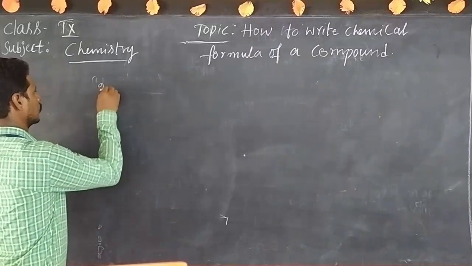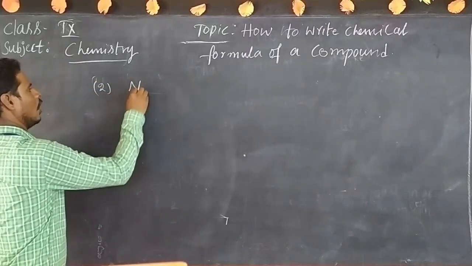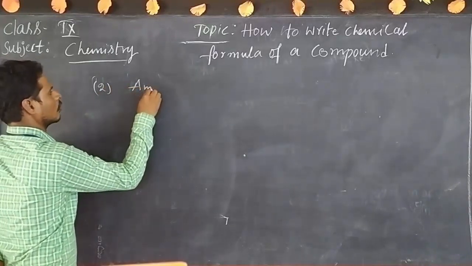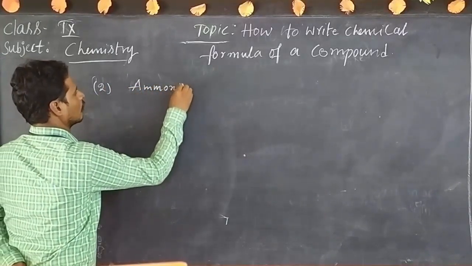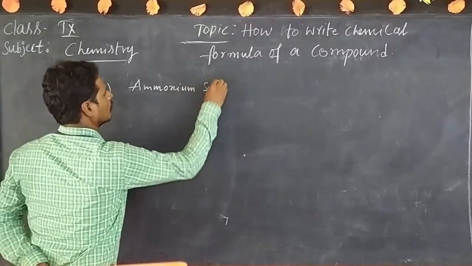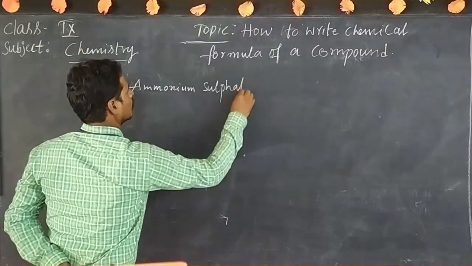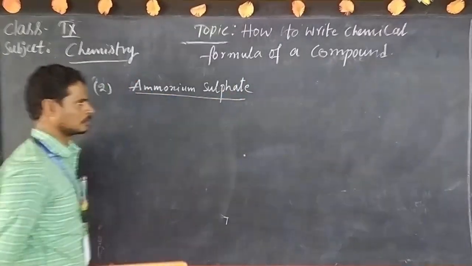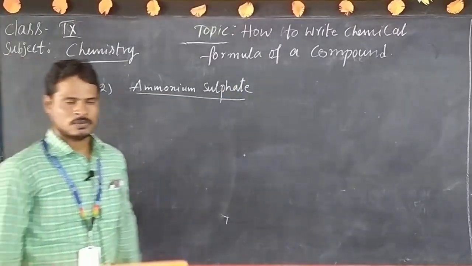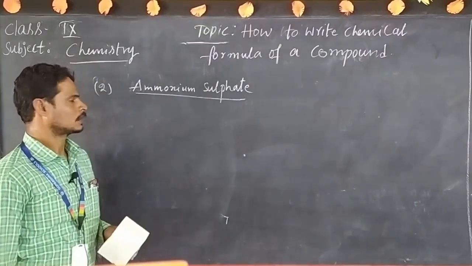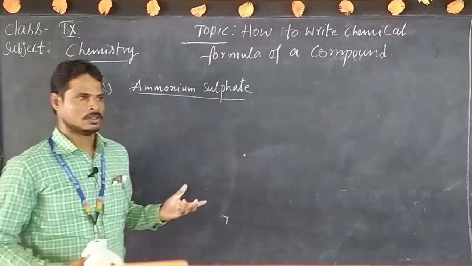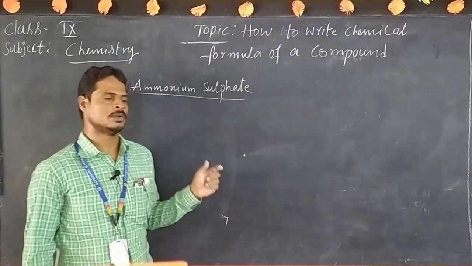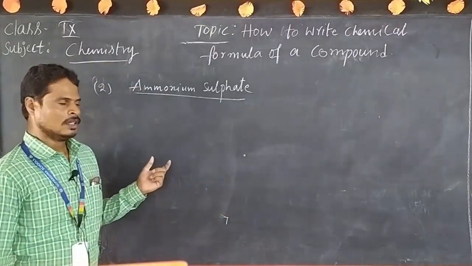Next, ammonium sulfate. Do you know the formula of ammonium sulfate? We don't know. Suppose we don't know the ammonium sulfate formula, how can we write it? By using the crisscross method.